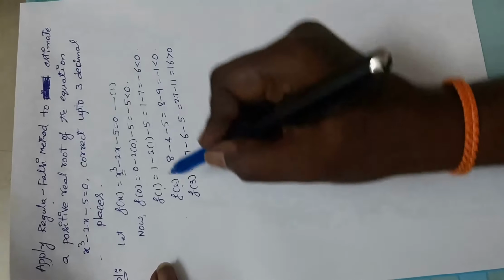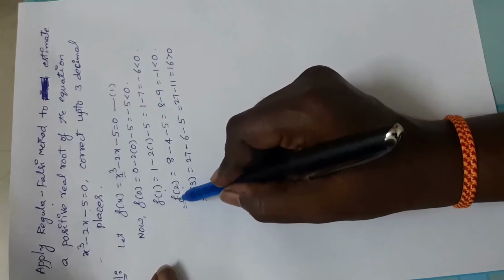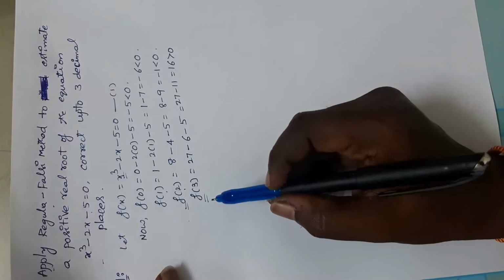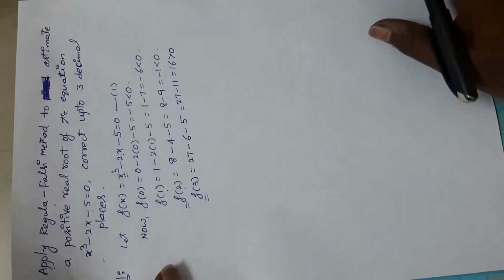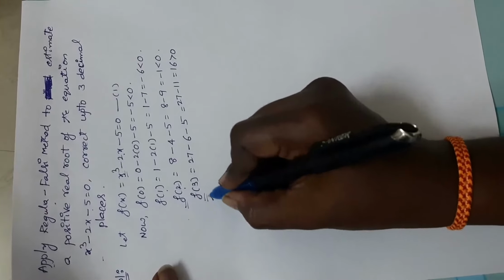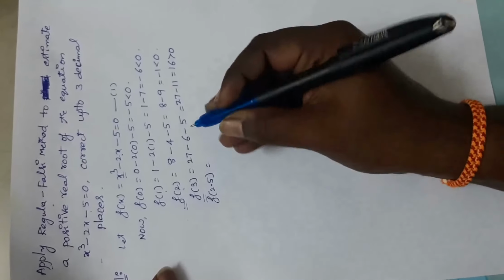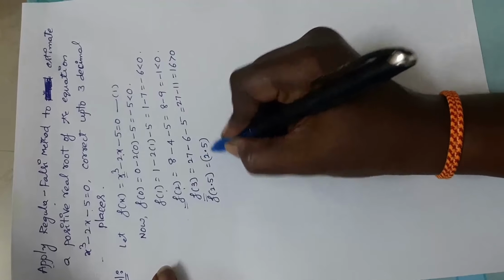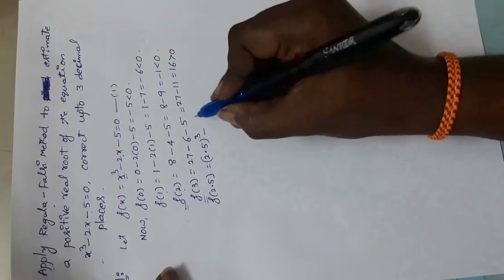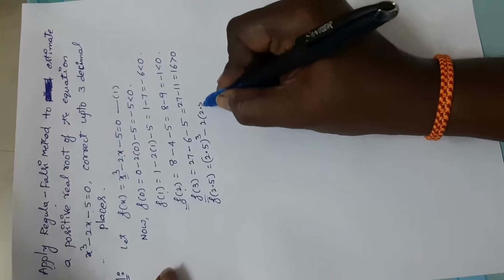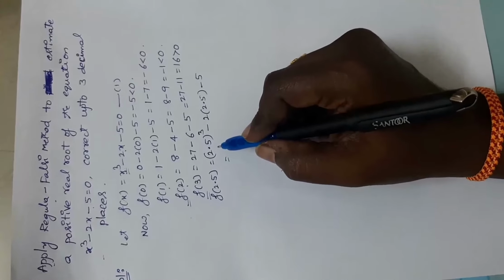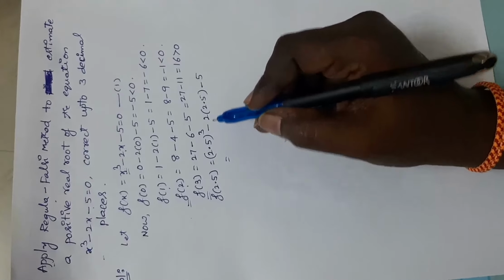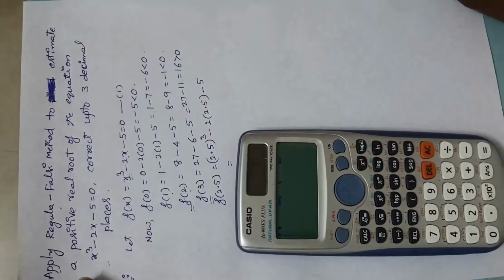So by observing these two, f of 2 is negative, f of 3 is positive. So by the intermediate value theorem, the required root of equation 1 lies between 2 and 3. But it is better to find f of 2.5 also. So you will get 2.5 whole cube minus 2 times of 2.5 minus 5. To evaluate this type of numbers, you should use the scientific calculator. See this one. This is the scientific calculator of ES Plus model.